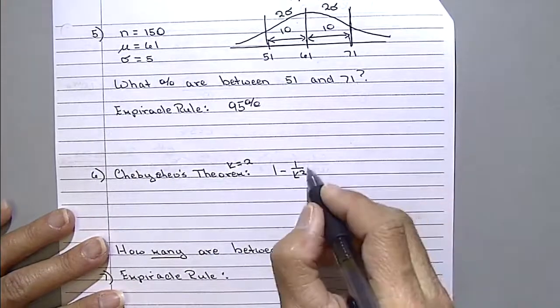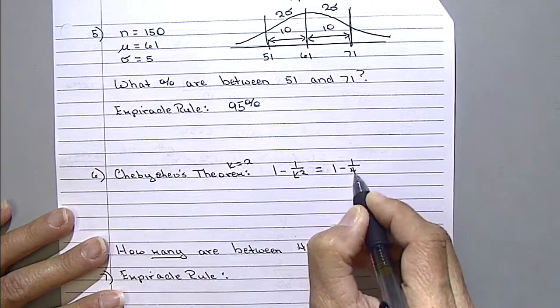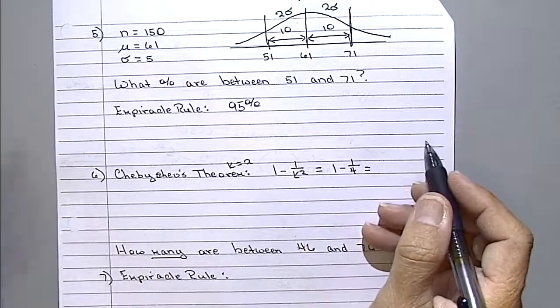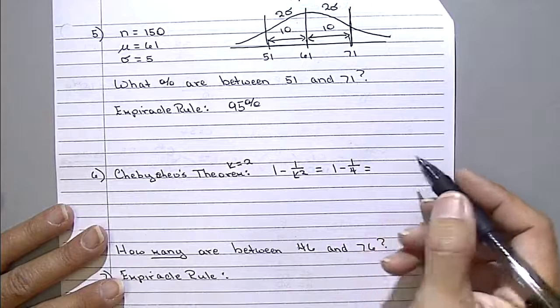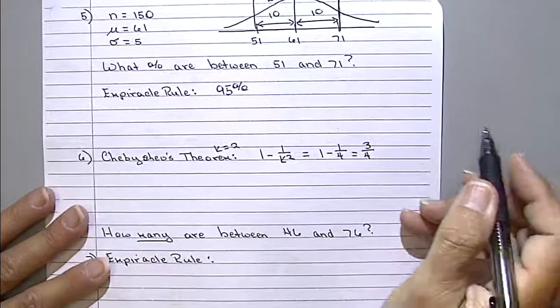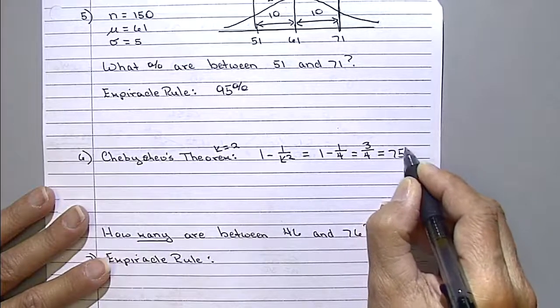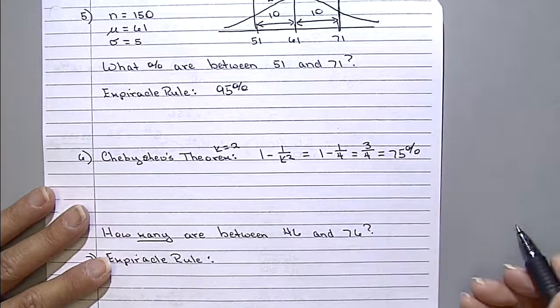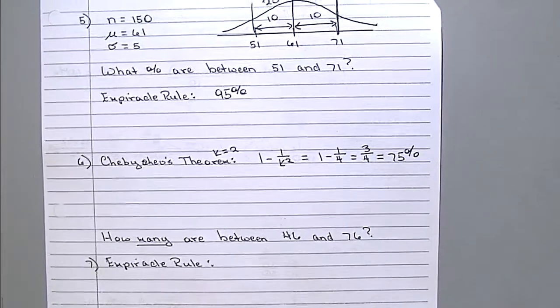And then I'm going to say, well, that's 1 minus 1/4. And guys, if I take a whole number and I subtract 1/4, how many fourths do I have left? 3/4. Now you can use your calculator if you want to, but tell me what percentage that is. Think quarters, right? According to Chebyshev, it's 75% falls within 2 standard deviations.